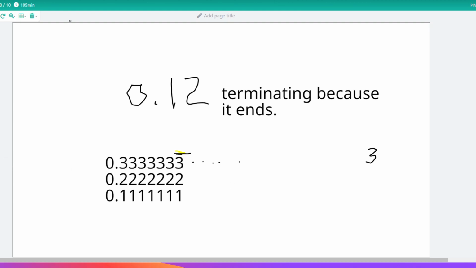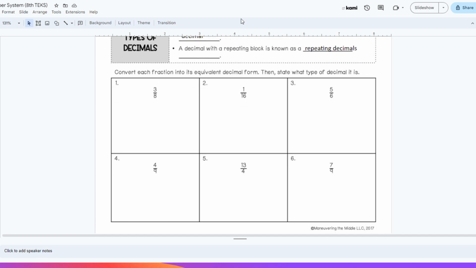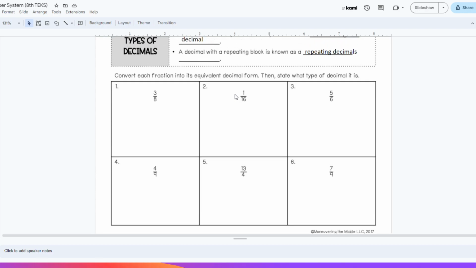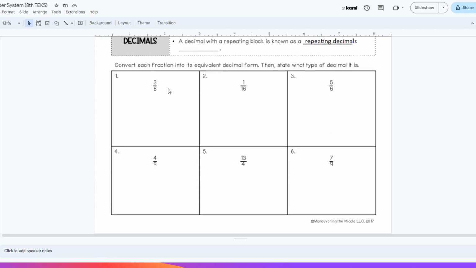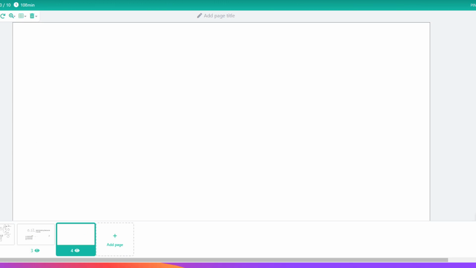So yeah, really easy to remember. Repeating just means it goes on forever. Terminating means it ends. So let's look at some of these examples. I'll do the first 2, and then I'll leave you guys to do the rest. Our first one is 3/8. So we're going to switch to a new board, and we're going to write 3/8.